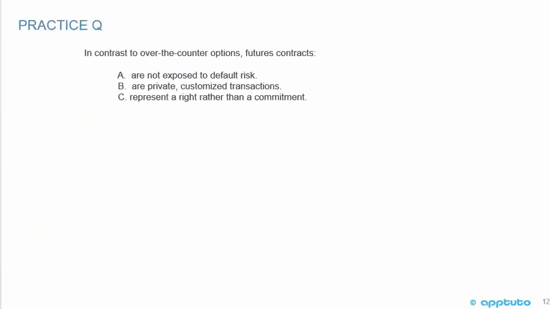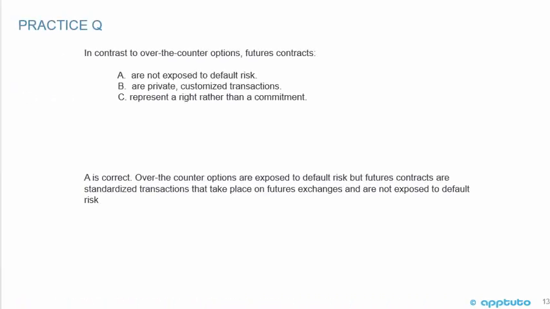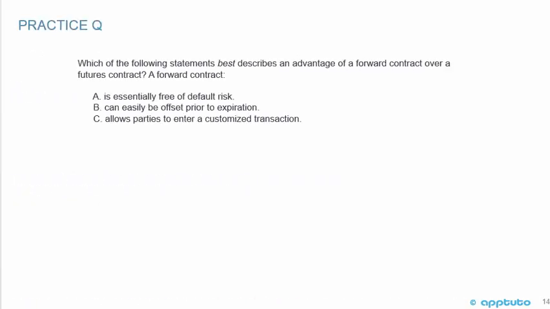So a quick practice question here. In contrast to over-the-counter options, futures contracts, A, are not exposed to default risk, B, are private, customized transactions, or C, represent a right rather than a commitment. I think that question should be fairly easy. A is correct. Over-the-counter options are exposed to default risk, but futures contracts are standardized transactions that take place on futures exchanges and are not exposed to default risk. That's the role of the counterparty. We saw that, okay? They're not private customized, they're standardized, and they don't represent a right rather than a commitment. They are a commitment.